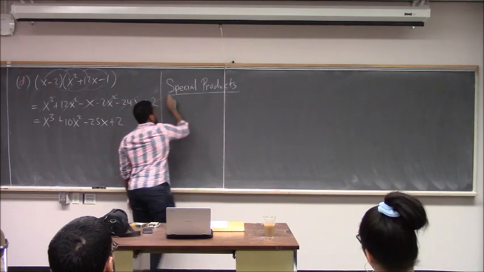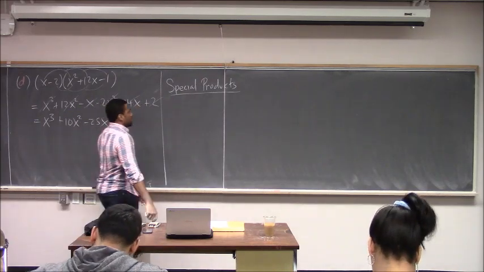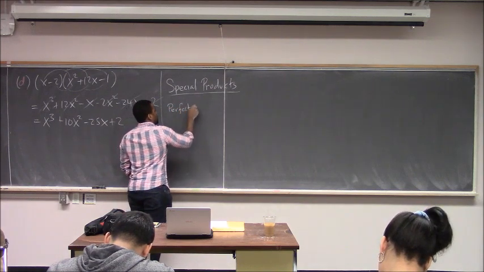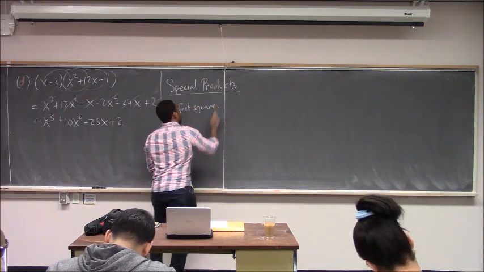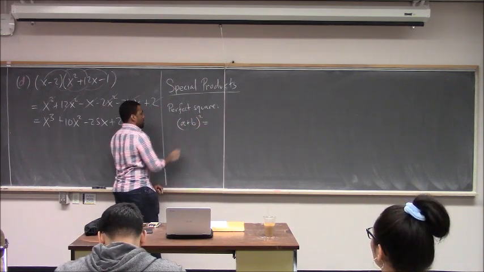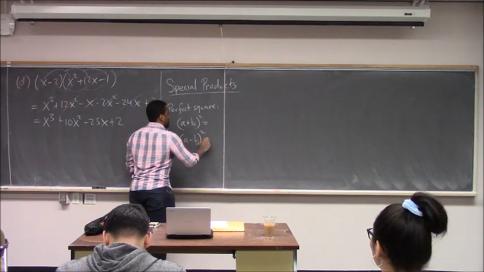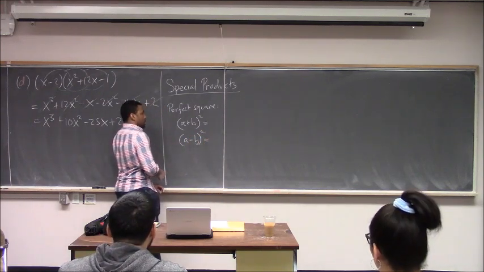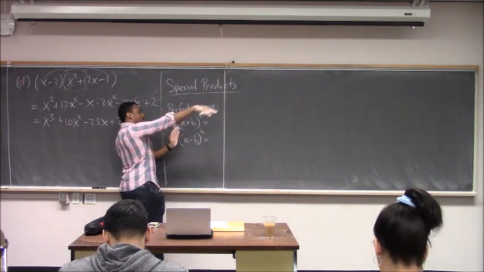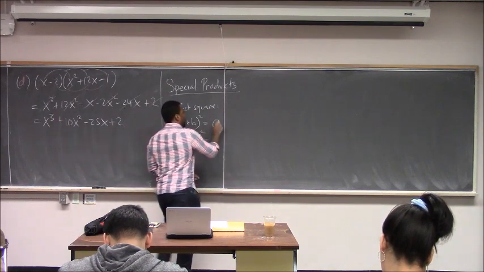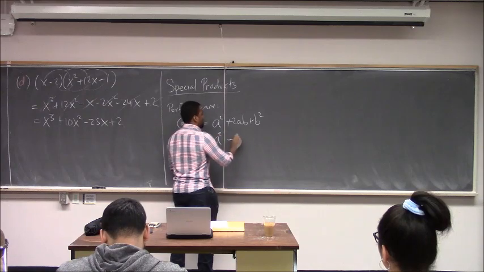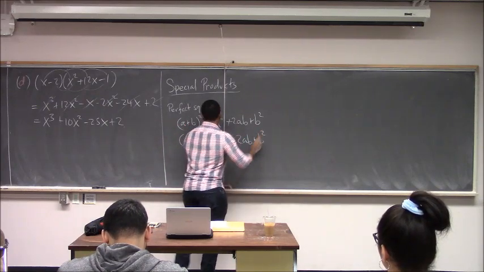Special products. So there's the idea of a perfect square. If you have a plus b all squared, this is called a perfect square, or a minus b all squared. This is called a perfect square. Now that we know how to multiply, we know that this means a plus b times a plus b. Expanding by this method, we would end up with a squared plus 2ab plus b squared. And here we'd have a squared minus 2ab plus b squared.